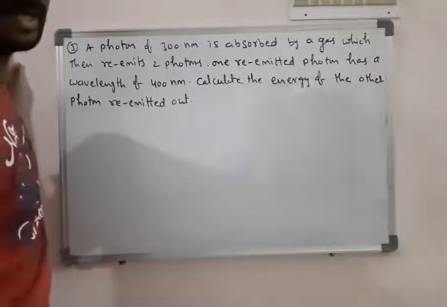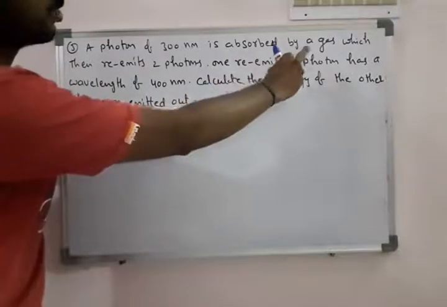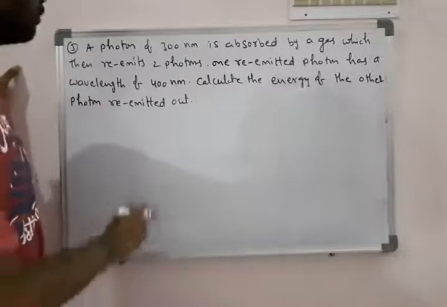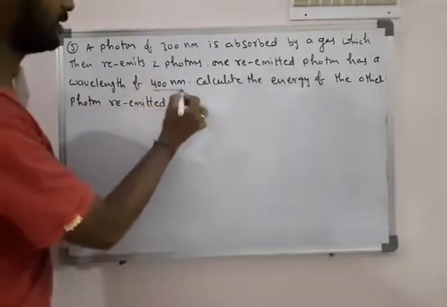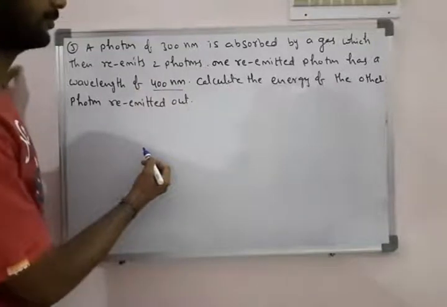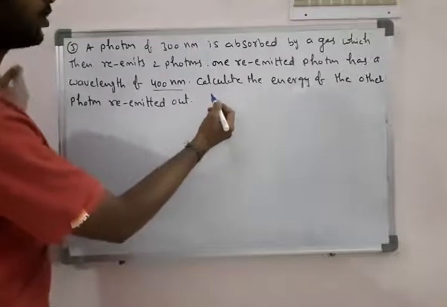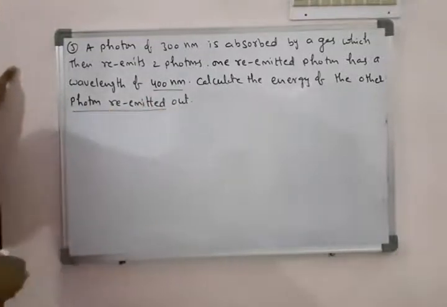The re-emitted photons: one was absorbed, and in its place 2 photons were released from that gas. It is a two photon flow. One photon has a wavelength of 400 nanometers, and we need to calculate the energy of the other photon which is re-emitted out.